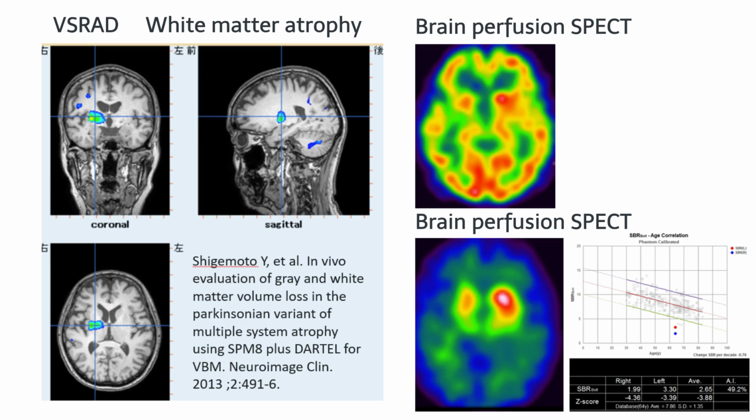VSRAD analysis of white matter using T1 weighted MRI images has been reported to be useful in the diagnosis of the Parkinsonian variant of multiple system atrophy. Brain perfusion SPECT shows reduced perfusion in the right striatum indicated by the arrow. Dopamine transporter SPECT shows a more prominent decrease in SBR than in the present case, as well as a marked left-right difference comparable to that in the present case.